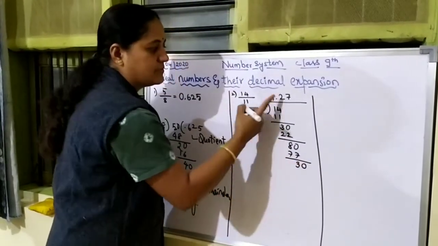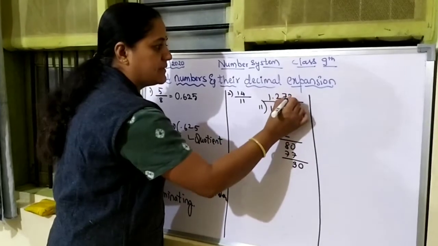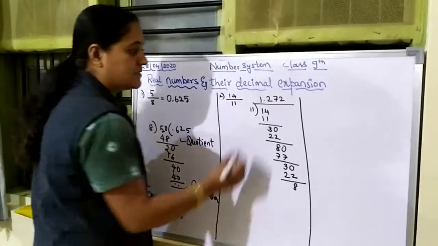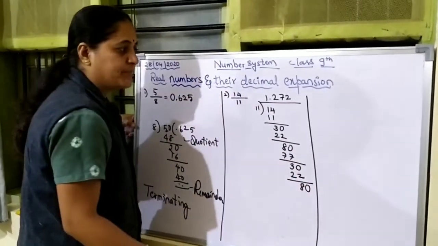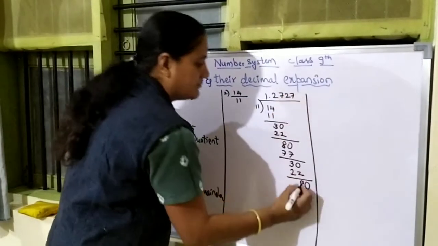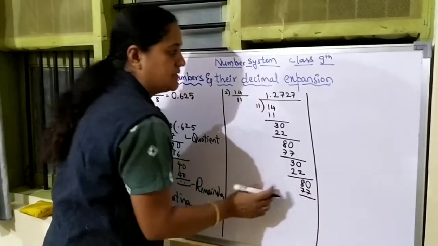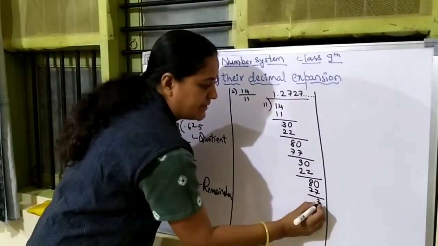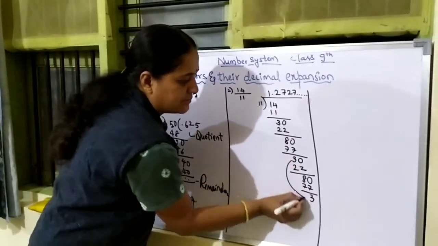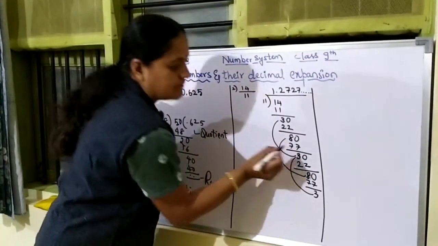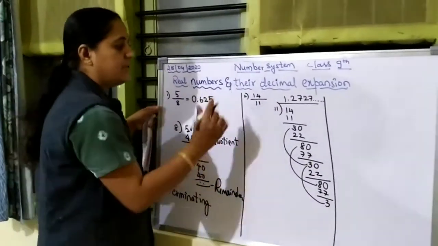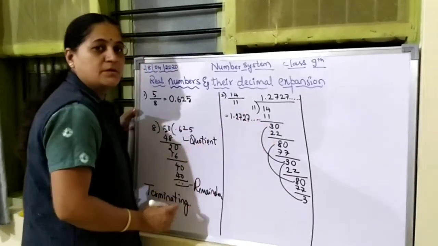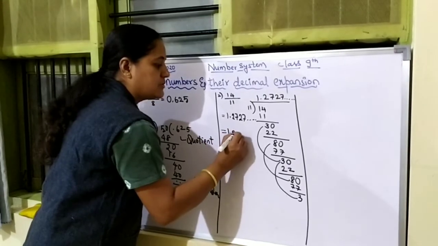So again take a 0 for the decimal. Again it is going with the 2, so it is 22, 11 twos are 22. Again the remainder I have got is 8. Because of the decimal I take one more 0 here. Now see, as you go on solving this, you are getting the same number continuously. Again 3 I am getting. See, the procedure is just repeating. So here the value is 1.2727 and so on. It can be written as 1.27 bar.